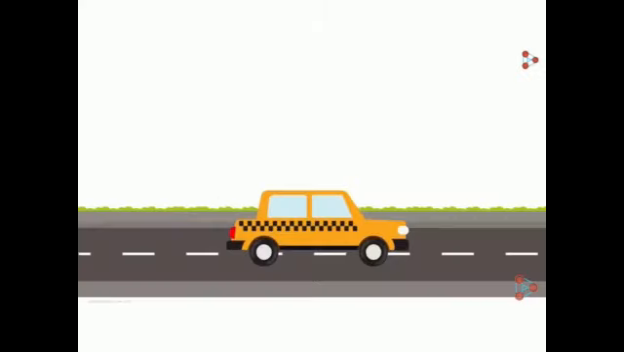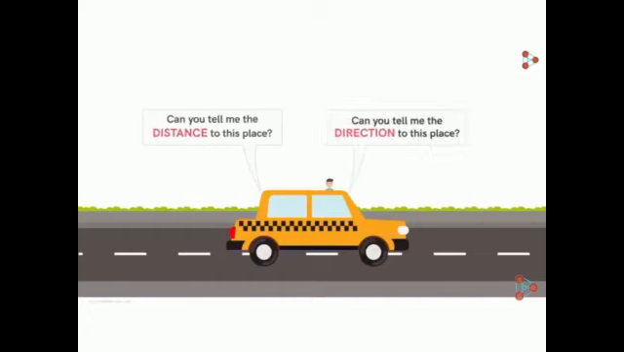Now consider a situation: you are moving towards your friend's house in the next city. When 1.5 miles distance is left to your destination, you lose the direction. So you pull over the car and ask for help. Now how will you ask the pedestrian standing next to you? Can you tell me the distance to this place? Or can you tell me the direction to this place? Of course, "Can you tell me the direction to this place?" is the correct answer.